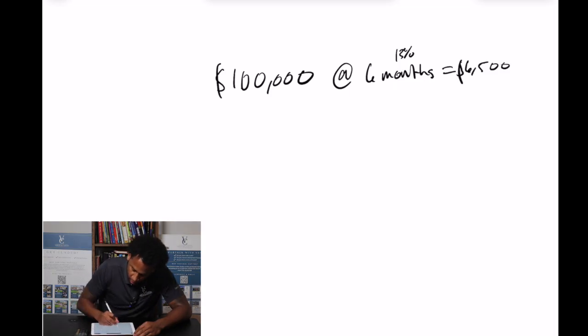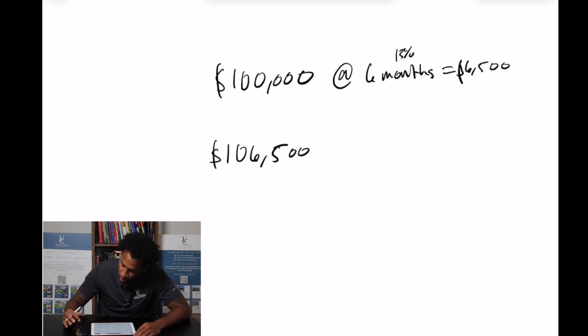Now we have $106,500 to lend out again. $106,500 at 13%, divided by 12, times 6.